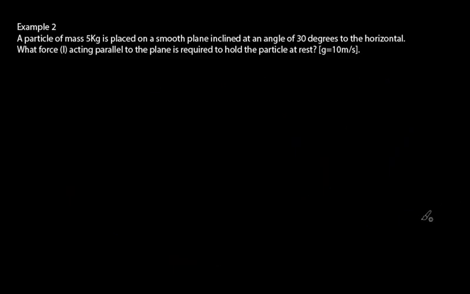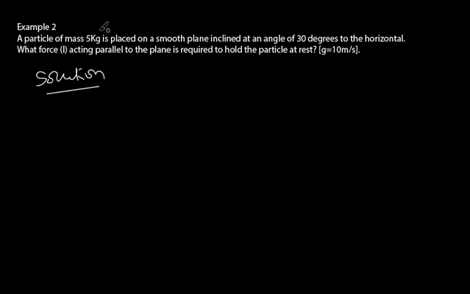Alright, example number 2. This will be very quick. So we have a particle of mass 5 kg placed on a smooth plane inclined at an angle of 30 degrees to the horizontal. What force acting parallel to the plane is required to hold the particle at rest? So let's write the solution.